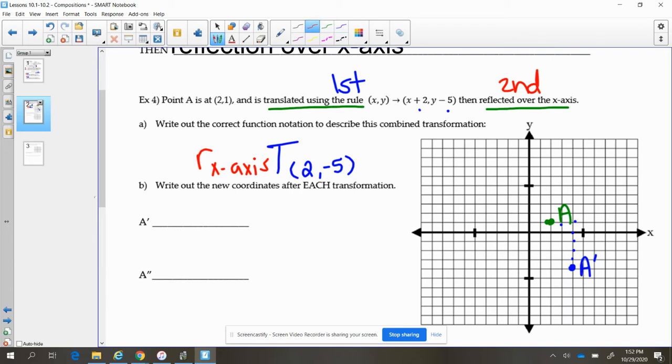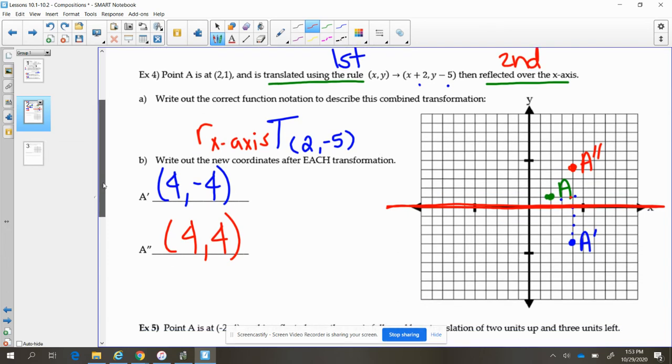And then we need to perform that reflection over the x-axis. So now I'm going to use that point I just transformed, and I'm going to reflect it over the x-axis so that I end up 4 units to the other side of that at A double prime. So really my point after the translation was at 4, -4. But then after the reflection, A double prime ended up at 4, 4, which is my final answer after the transformation.